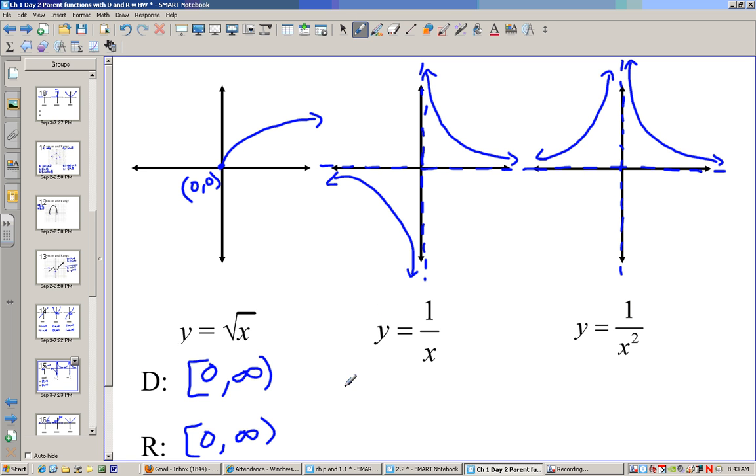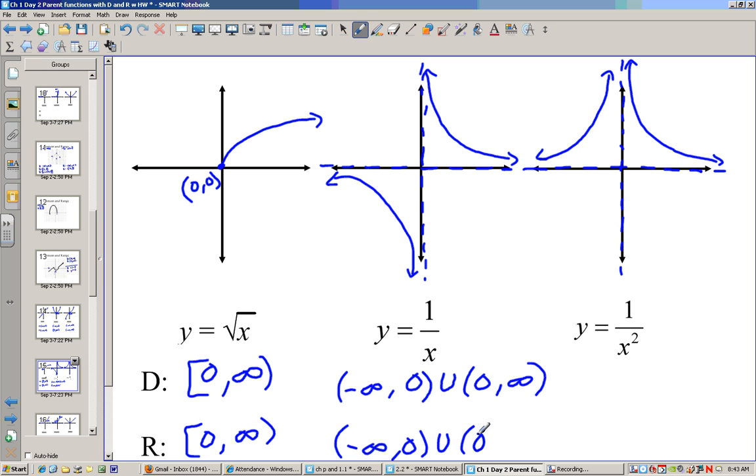What we do for this one is we go from negative infinity to 0, and then we put a little u here, which means union, of 0 to infinity. So it's combining, that u combines both of these. So it's pretty much everything except for 0. The range would be the same thing. It goes from negative infinity to 0, doesn't include 0, then goes from 0 to infinity.